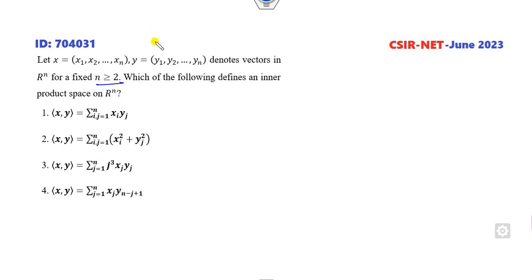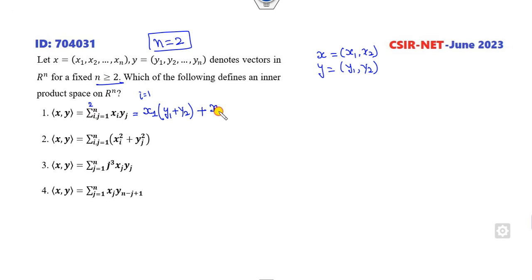So again, n is not given, so I can take n as 2. So x will be x1, x2, y is y1, y2. So this summation has i varying from 1 to 2. Firstly, I can take i as 1 and vary j, so it is x1 y1 plus x1 y2. Then I can take i as 2 and vary j. Fine. So what is that? If I open this, x1 y1, x1 y2 plus x2 y1 plus x2 y2.